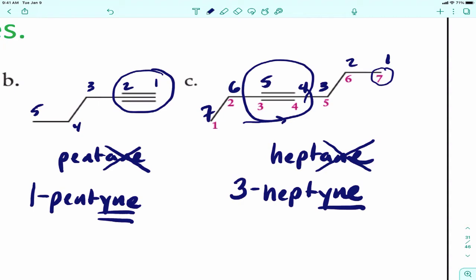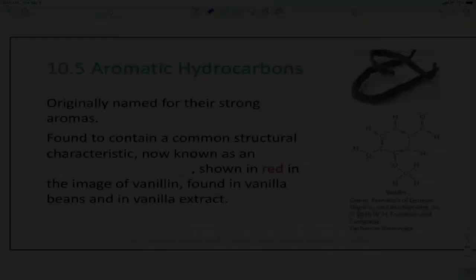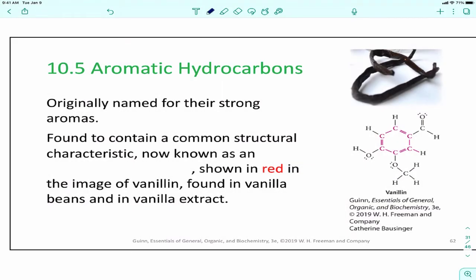All right, so that's the alkynes. The final functional group we're going to take a look at in Chapter 10 concerns the aromatics. These compounds were originally named for their very, very strong aromas. Now that we've done structural analysis since the 1800s, there actually is a common structural characteristic to these compounds with these really strong smells. Now we know that they can all contain something called an aromatic ring.